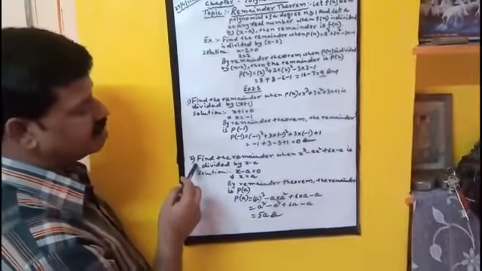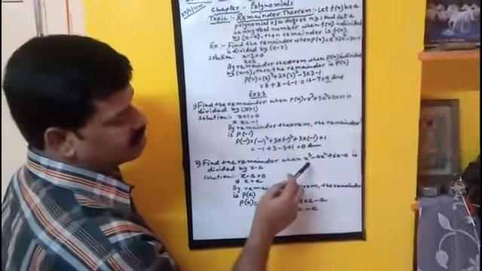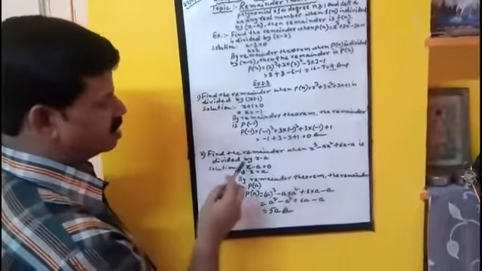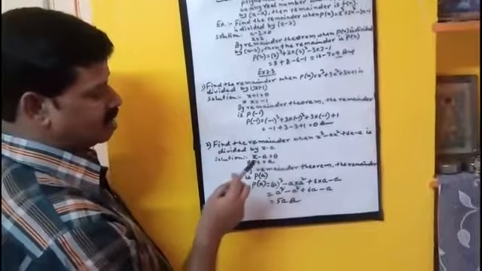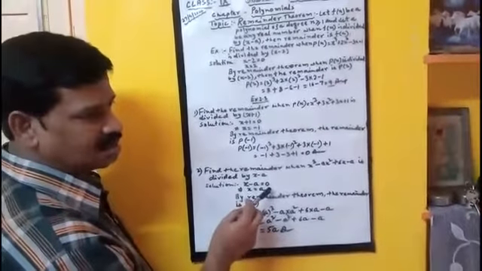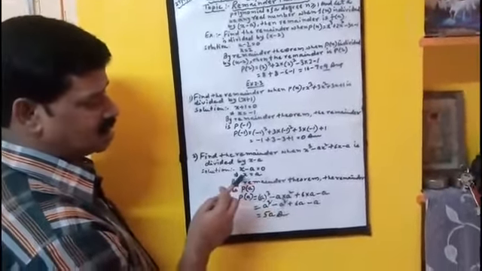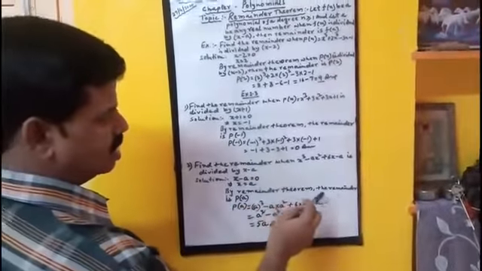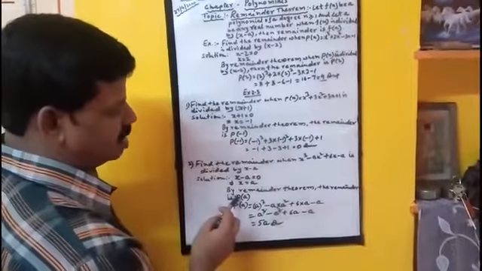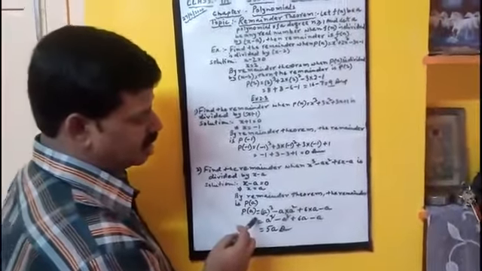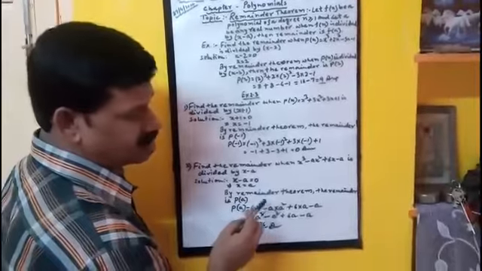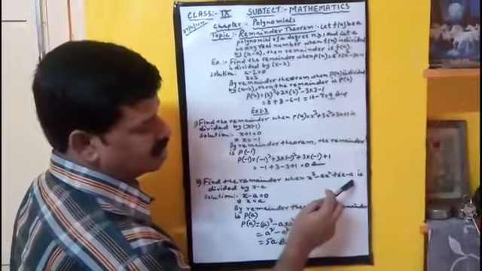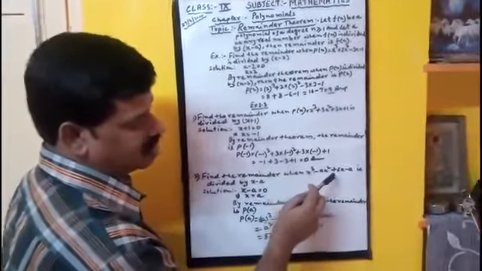Another question: find the remainder when this polynomial, whose degree is 3, is divided by x minus a. So x minus a equal to 0, then x equal to a. So by remainder theorem, the remainder is P(a). So P(a) equal to, now you put the value a in place of x in the given polynomial.